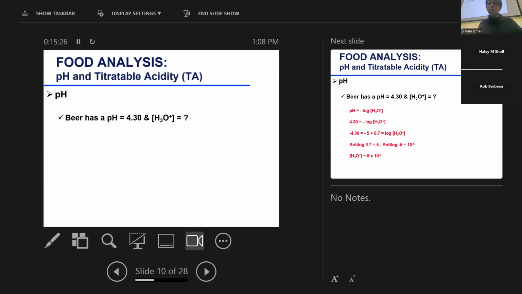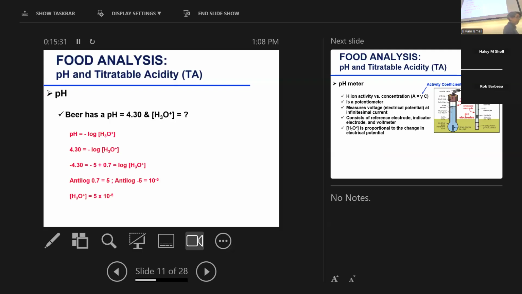Correct. I got 5.01 times 10 to the negative 5. Correct. Yeah, like I said, I do it stepwise, but with your calculator you can just plug in the numbers and get the log and anti-log. Okay. All right. We good to move on?